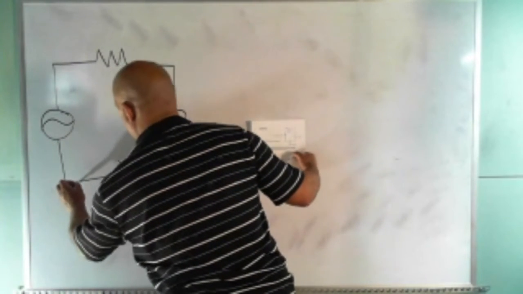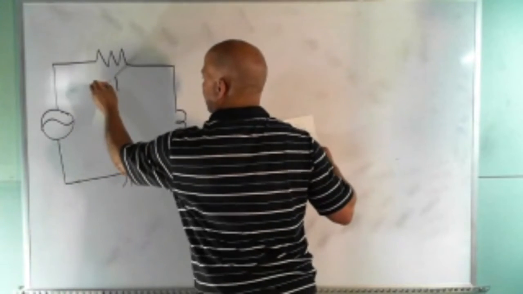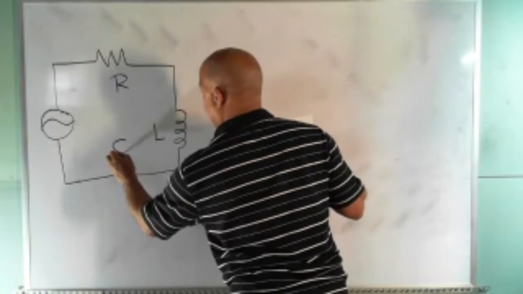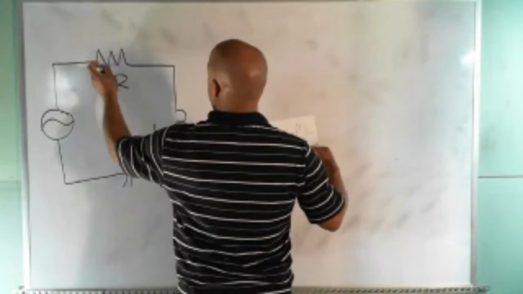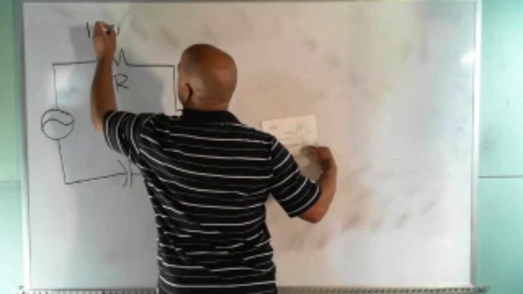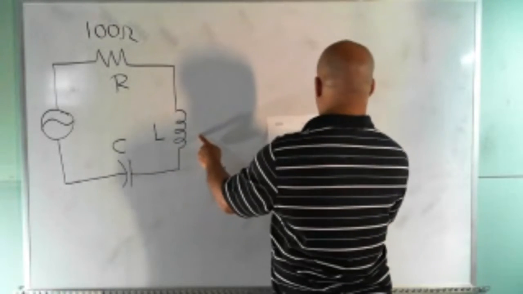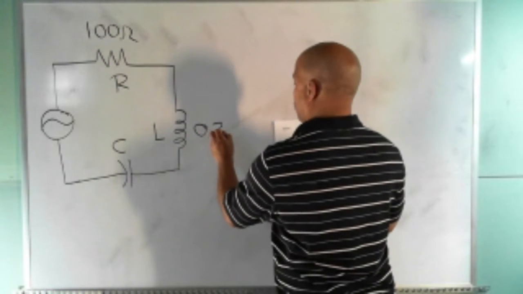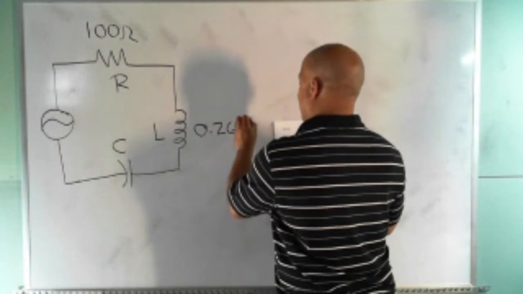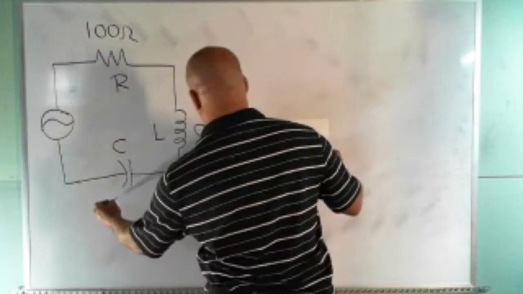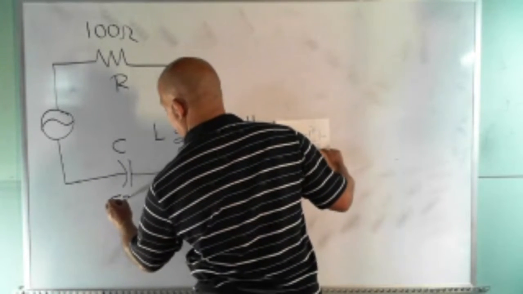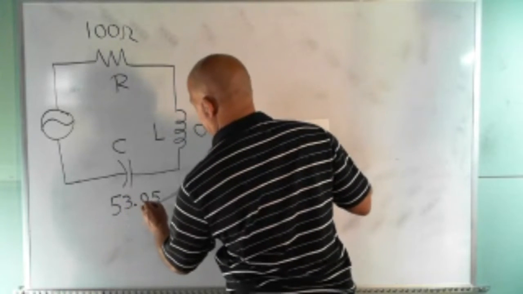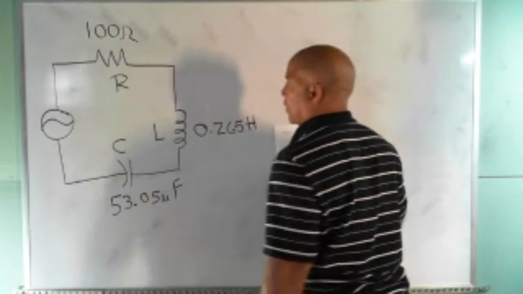All right, so I got R, I got L, and I got C. They tell me this is 100 ohms. They tell me this is 0.265 henries. This is 53 microfarads. So there's my circuit.